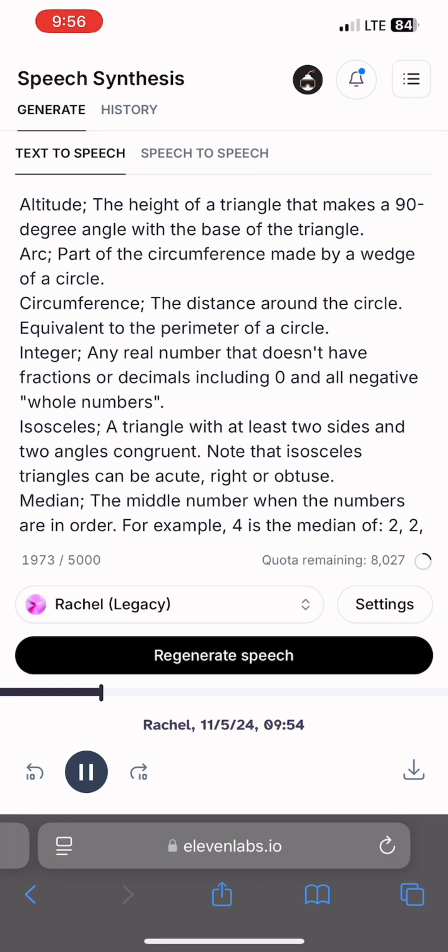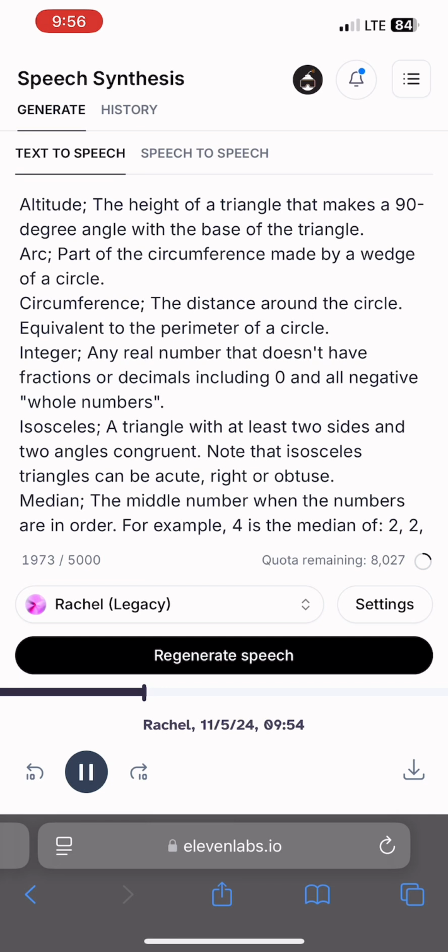Median, the middle number when the numbers are in order. For example, 4 is the median of 2, 2, 3, 4, 5, 5, 6 because it is the middle number. Midpoint, the point exactly halfway between two other points.